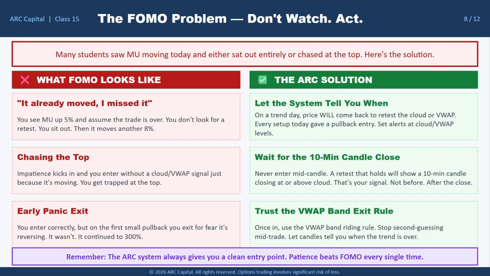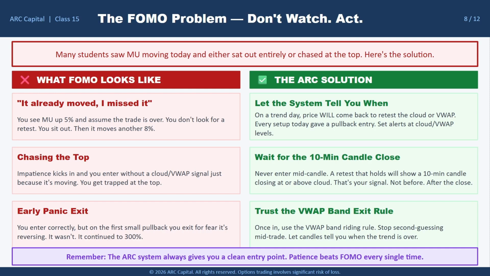All right, the FOMO problemo. Many students saw MU moving today and either sat out entirely or chased at the top. Here's the solution, guys. What FOMO looks like: it's already moved, I missed it. You see MU up 5% and assume the trade is over. You don't look for a retest. You sit out, and then it moves another 8%.